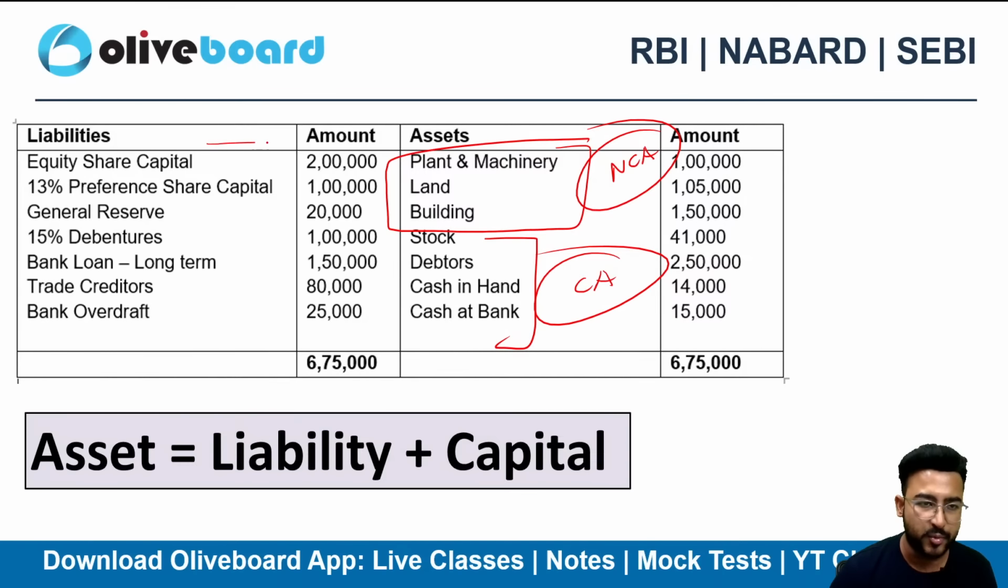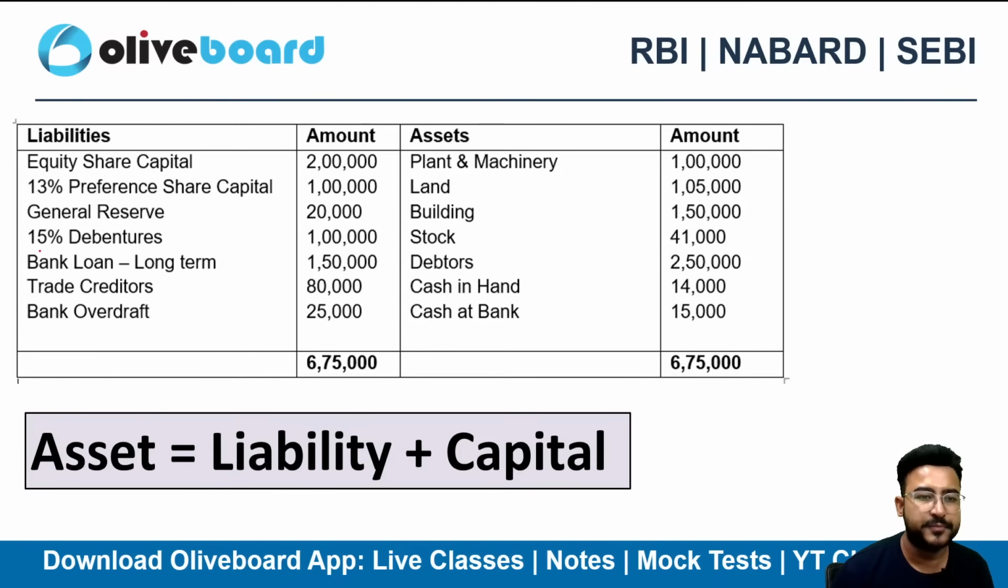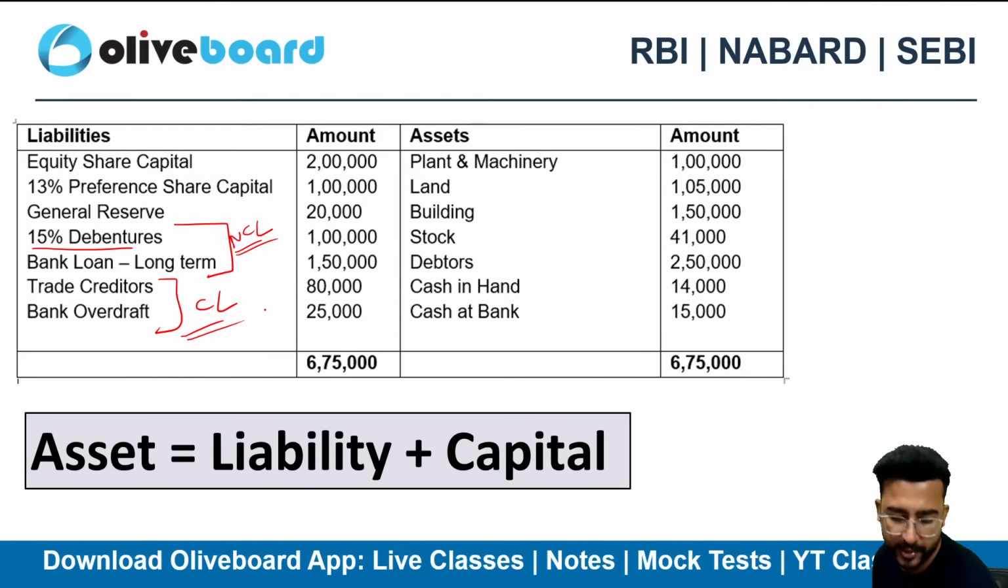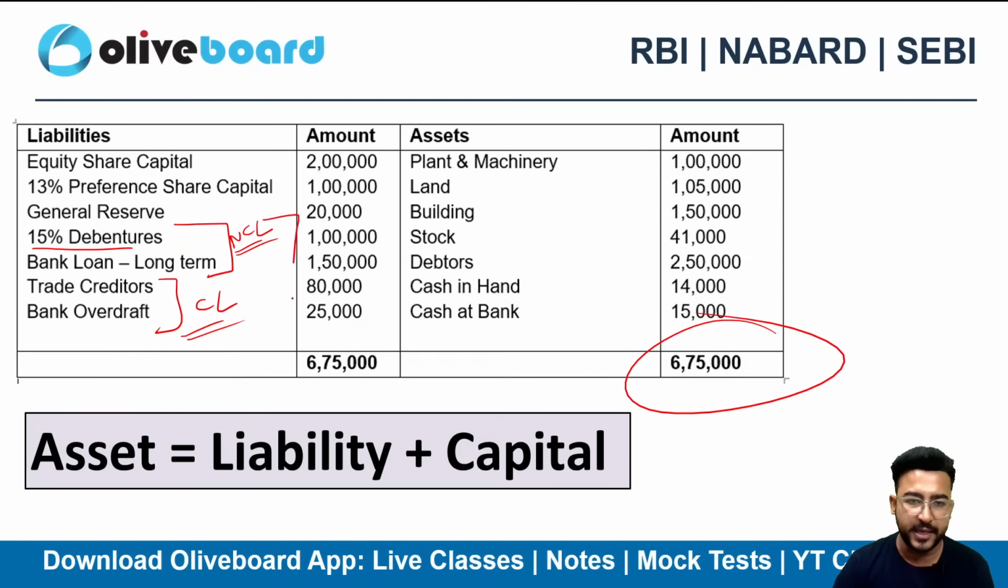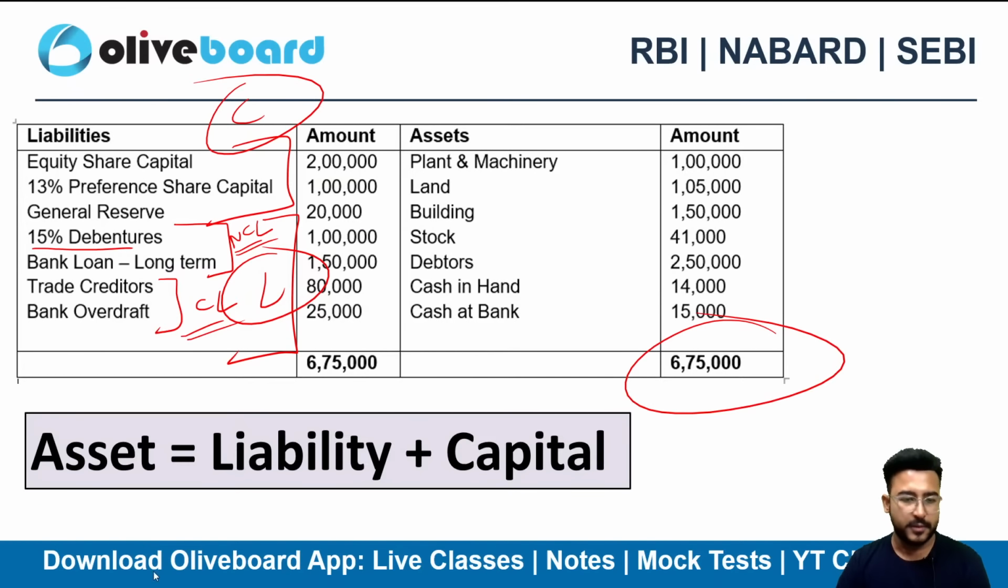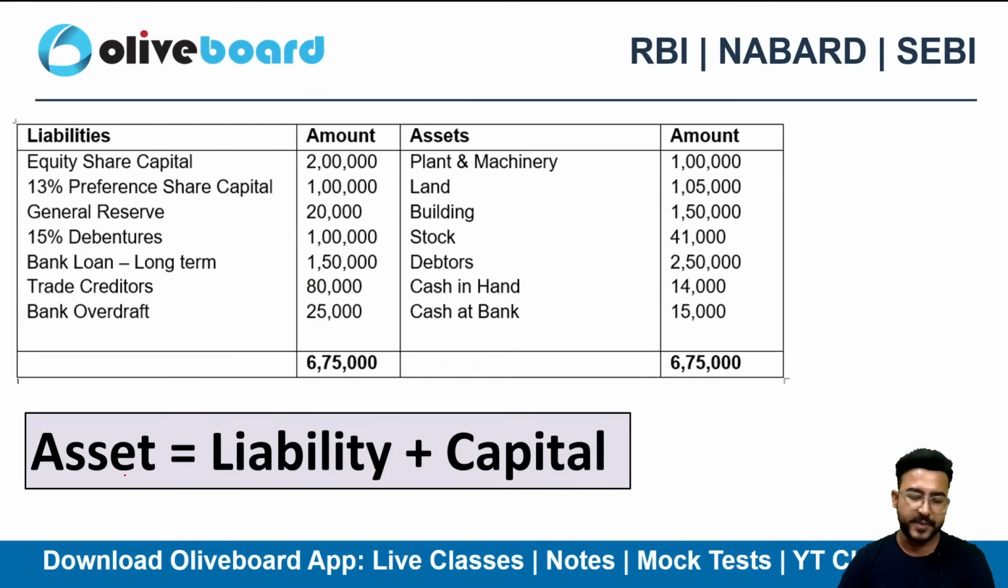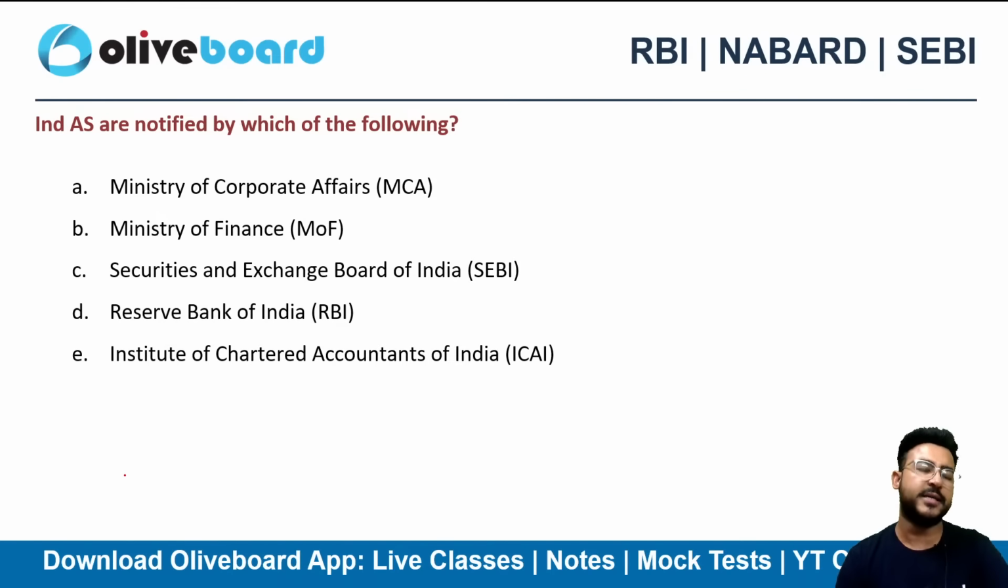Then I have equity and preference capital, general reserve. So this will be part of my capital in shareholder funds. Then we do have debentures, long term loans, non-current liabilities, long-term liabilities, and then current liabilities, trade creditors and bank overdraft, and this is what my accounting equation is. Asset is equal to my liability plus capital, and that always holds true. It's based on the dual accounting aspect.